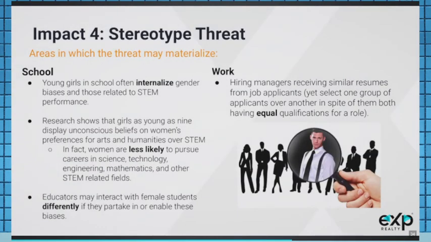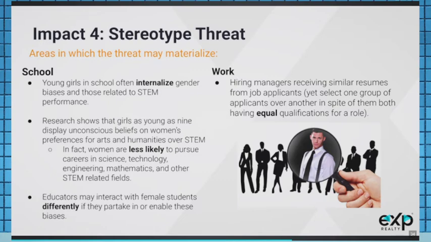Then we have stereotype threat. Areas in which the threat may materialize are school and work. So in school, we see young girls often internalize general gender biases and those related to STEM performance. Research shows that girls as young as 9 display unconscious beliefs on women's preferences for arts and humanities over STEM. In fact, women are less likely to pursue careers in science, technology, engineering, mathematics, and other STEM-related fields. And educators may interact with female students differently if they partake in or enable these biases.